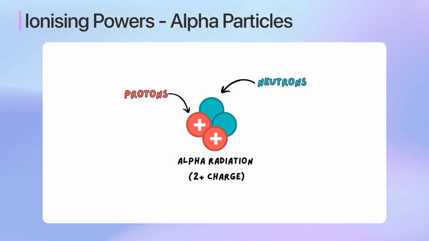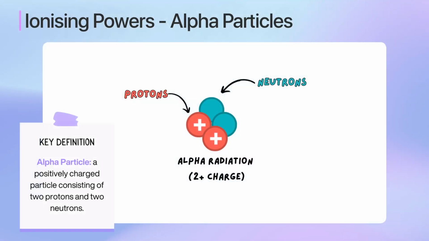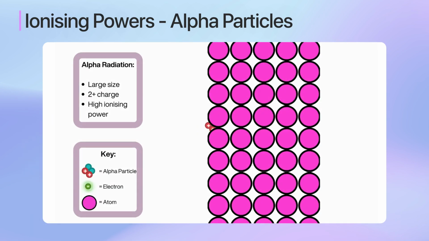Alpha particles are relatively large, consisting of 2 protons and 2 neutrons, giving them a double positive charge of +2. Due to their size and charge, alpha particles are highly effective at interacting with surrounding atoms. As they pass through material, they collide frequently with nearby atoms. Their positive charge attracts the atom's electrons, knocking these electrons out of their orbits and causing significant ionization. This high frequency of collisions results in alpha particles having the highest ionizing power among the 3 types of radiation.